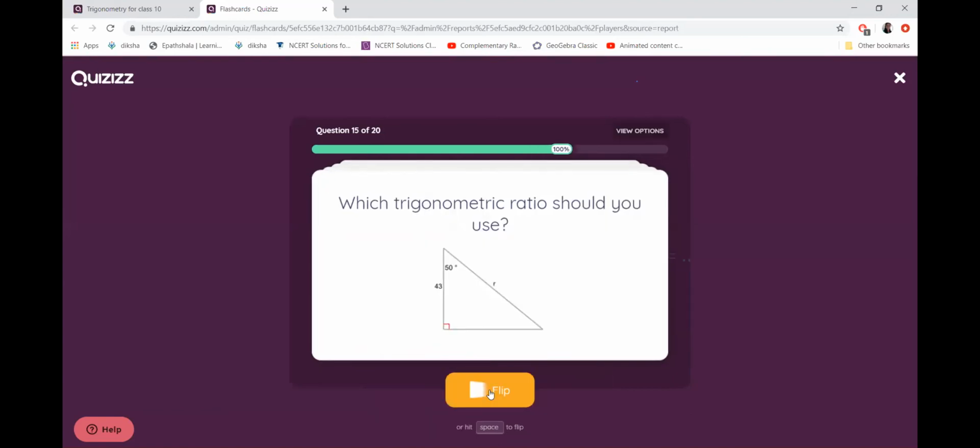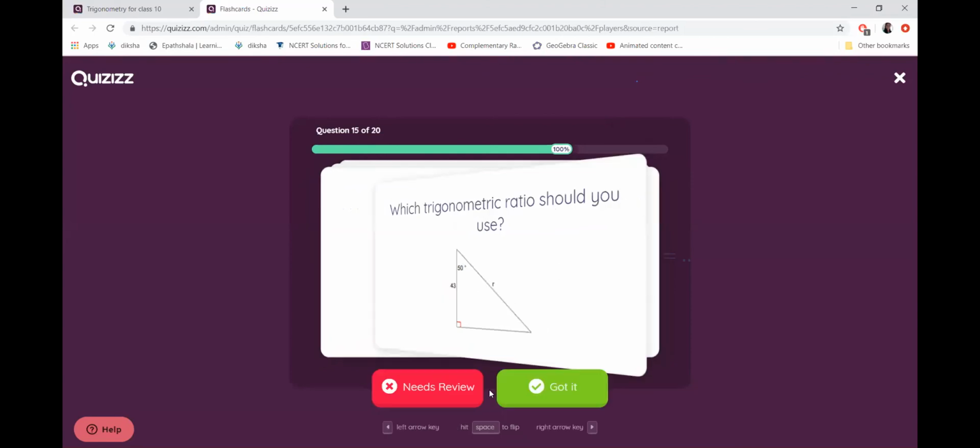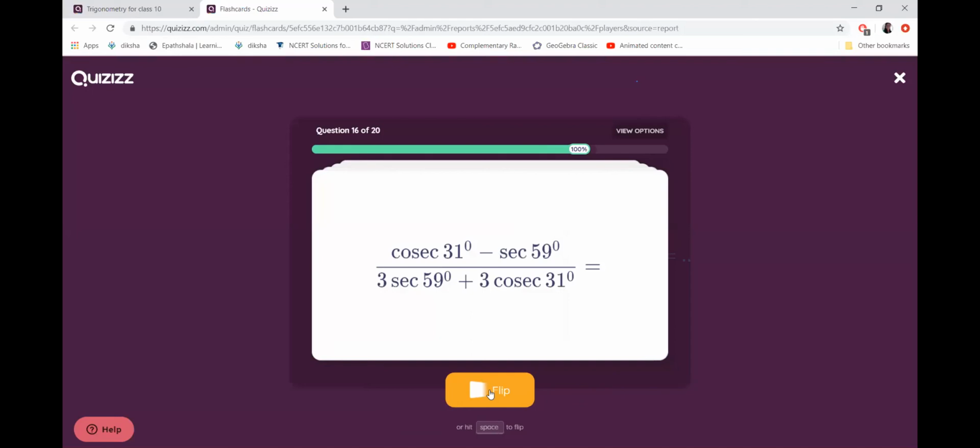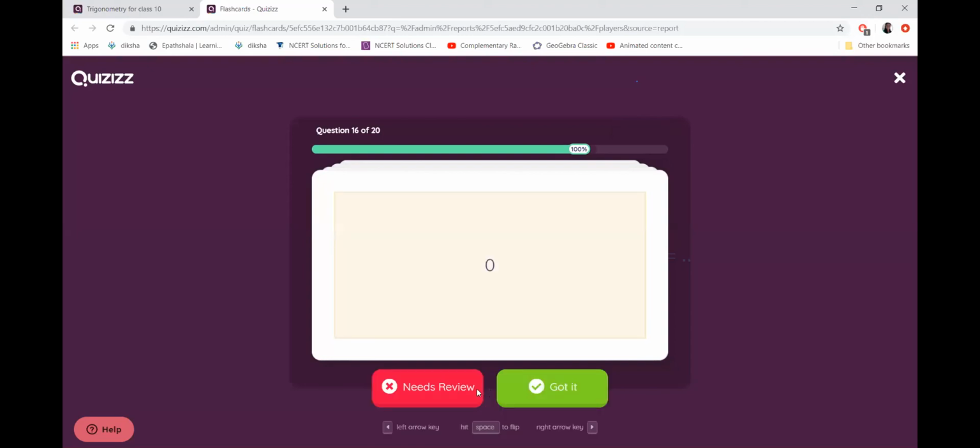Now, which ratio should you use to get the value of R? You should be able to tell clearly. Cosine. Again, these are complementary angles, because 31 plus 59 is going to become 90. So you should use your complementary angle relation.